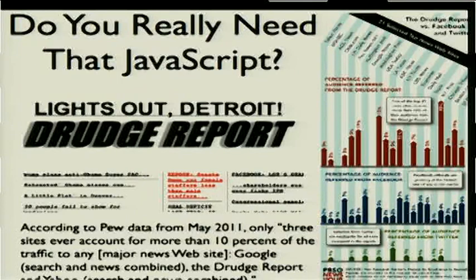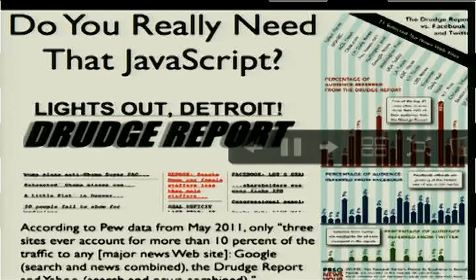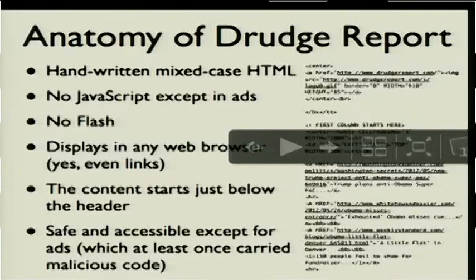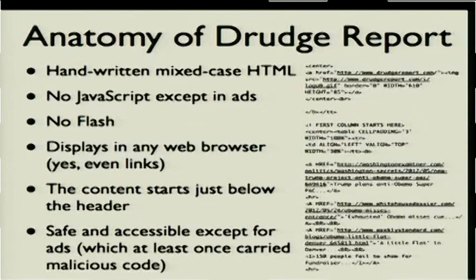What is Drudge Report? Well, this is something that's written in the Stone Age HTML 1.5 by a developer. So it's written in 3 columns. It doesn't have any executable content that's not ads. It loads just beautifully in everything, including Links. All right, and the content starts just below the header.